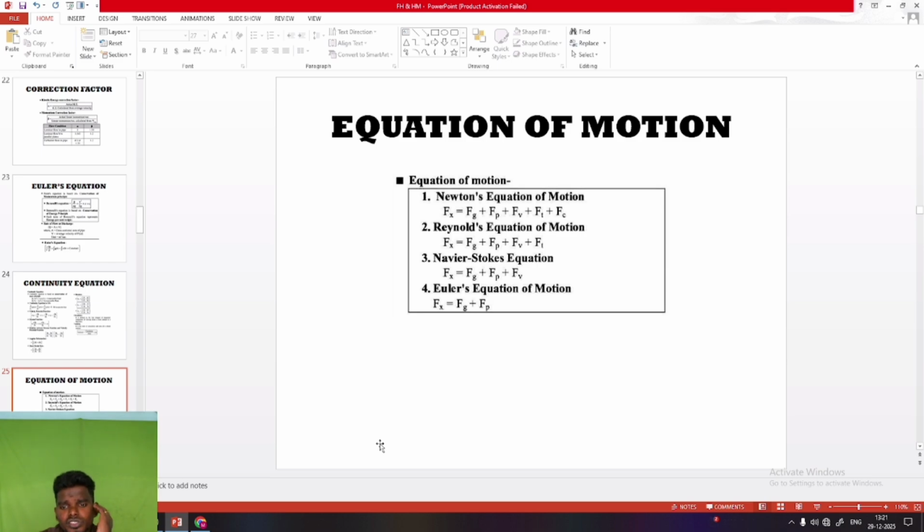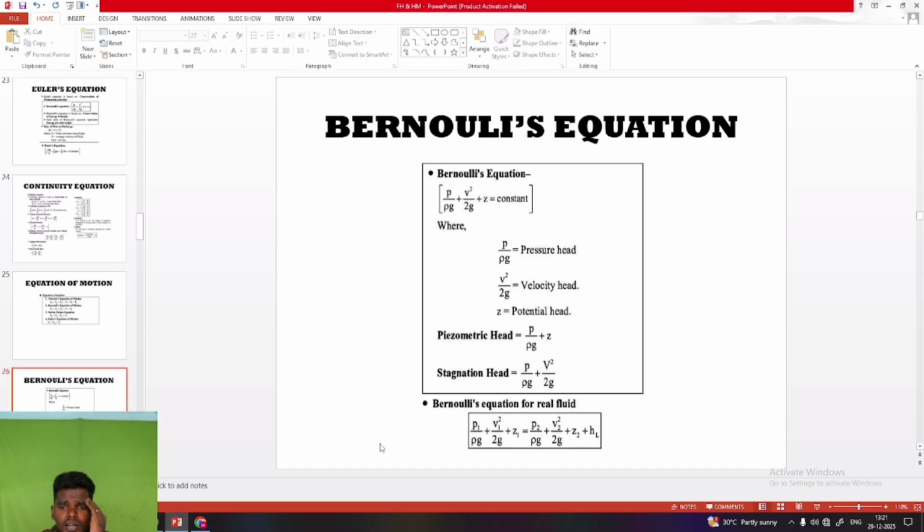And Reynolds equation of motion, Fx is equal to Fg plus Fp plus Fv plus Ft. Navier-Stokes equation, Fx is equal to Fg plus Fp plus Fv. And Euler's equation of motion, Fx is equal to Fg plus Fp. And Bernoulli's equation, as mentioned previously, is P divided by rho g plus V square divided by 2g plus Z equal to constant, where P by rho g is the pressure head, V square by 2g is the velocity head, and Z is the potential head, also known as datum head. Piezometric head is equal to P by rho g plus Z, and stagnation head is P by rho g plus V square divided by 2g.